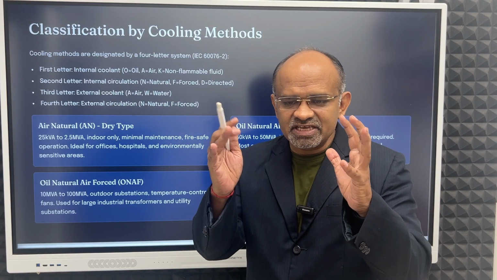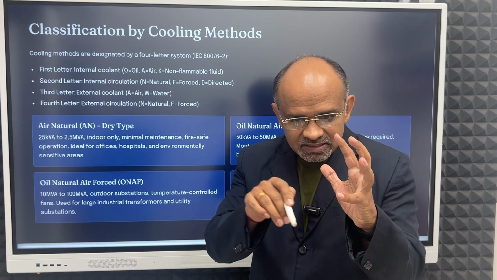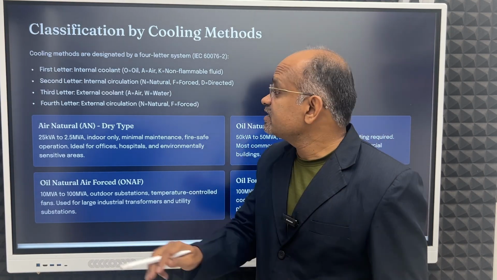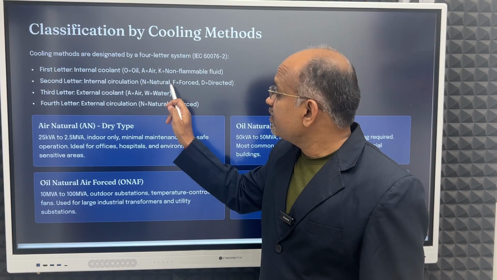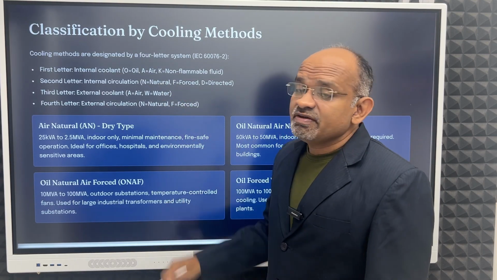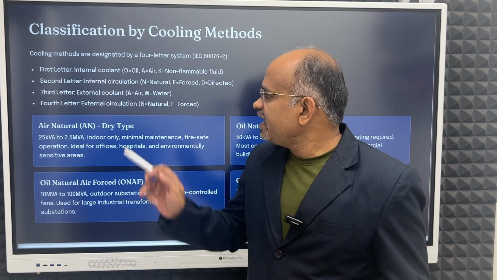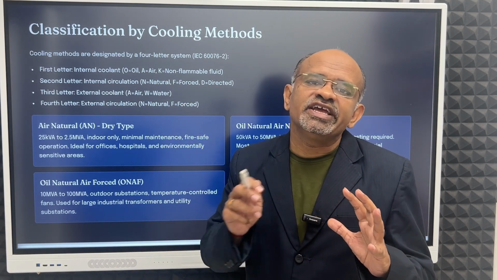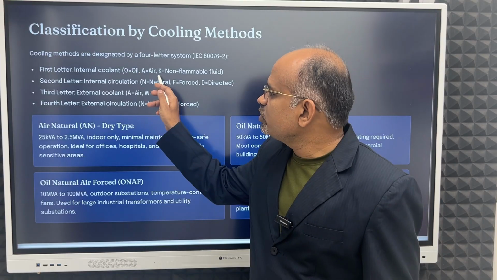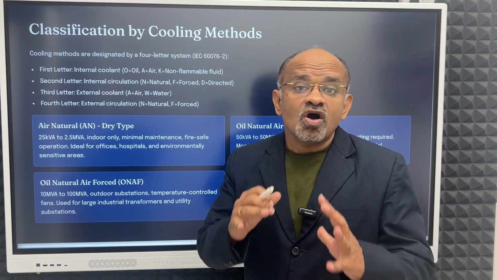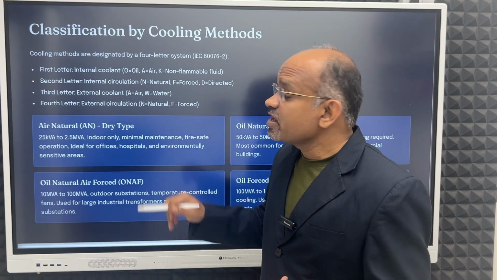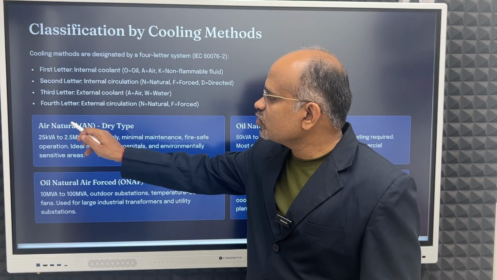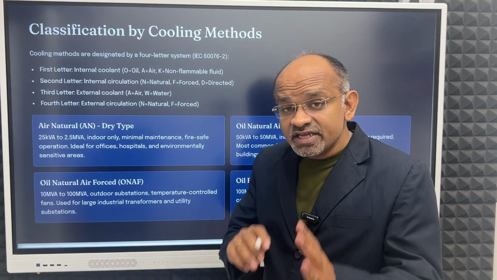Internal cooling means inside the transformer there is an internal cooling mechanism. Oil is the transformer oil, so that is called internal cooling. So oil, air, or K is non-flammable fluids. Even air, in terms of dry type transformer, air is the medium for internal cooling. The winding is cooled by this. In oil type, oil is cooling the winding, and here non-flammable fluids are cooling the winding. That is internal cooling.